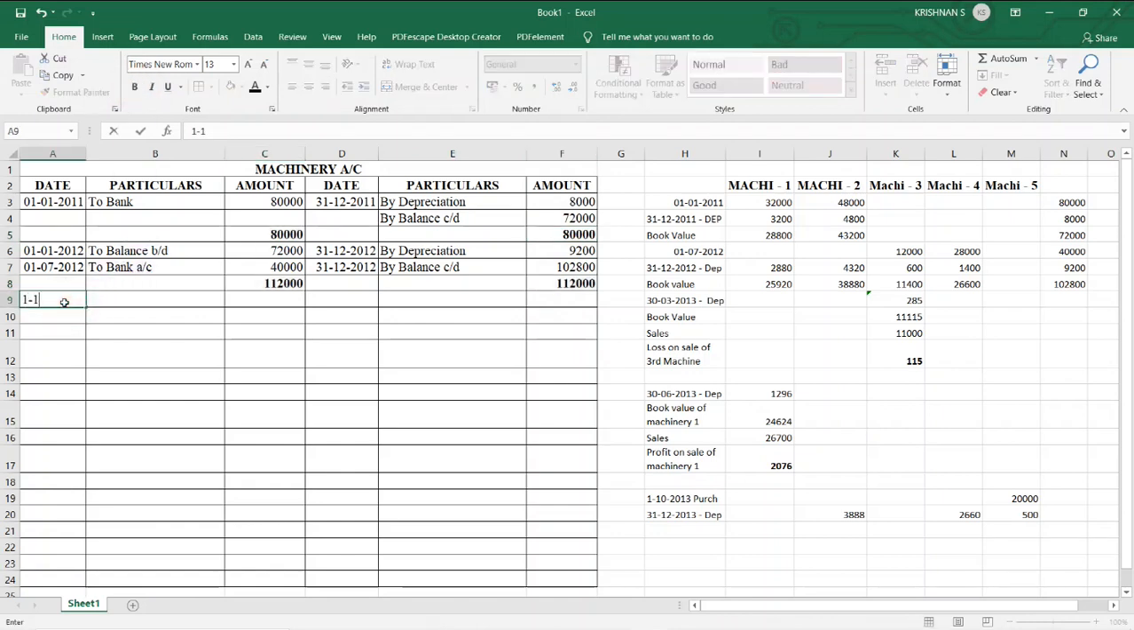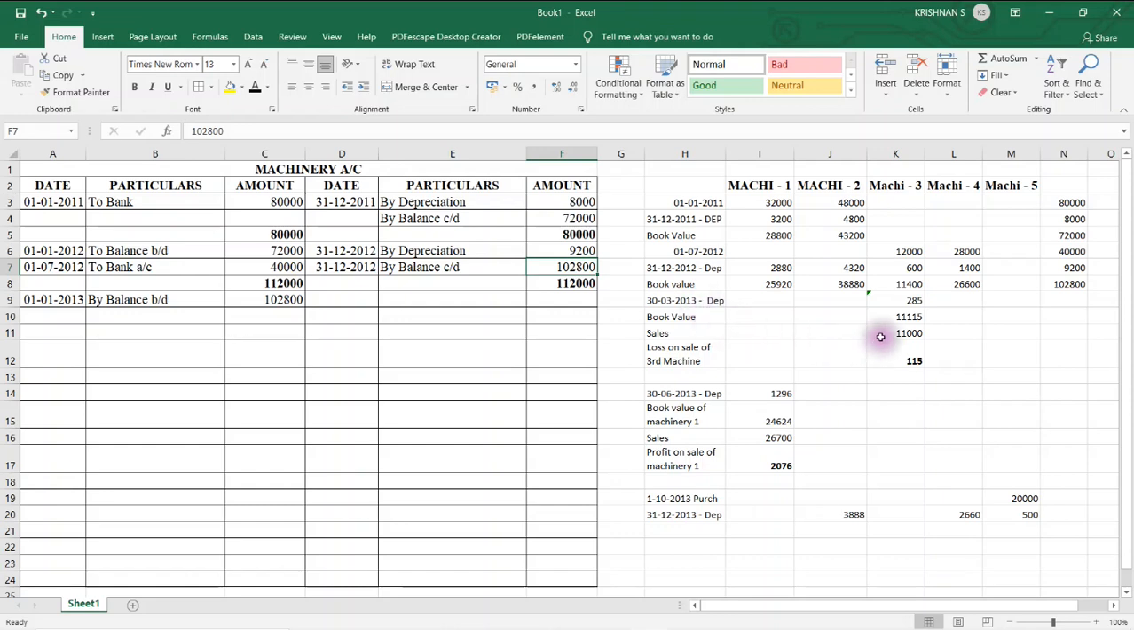So next to that we have transaction on 1/1/2013, by balance BD 1,02,800. Okay, it's a previous year's closing balance. So previous year's closing balance will be the current year's opening balance. So I entered it here.